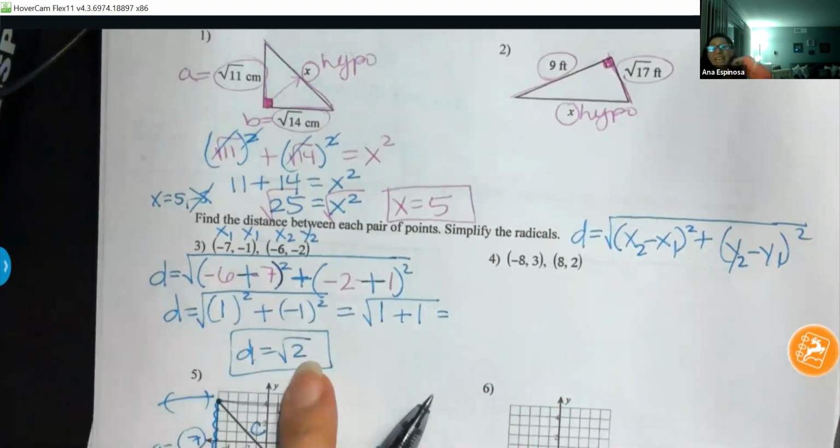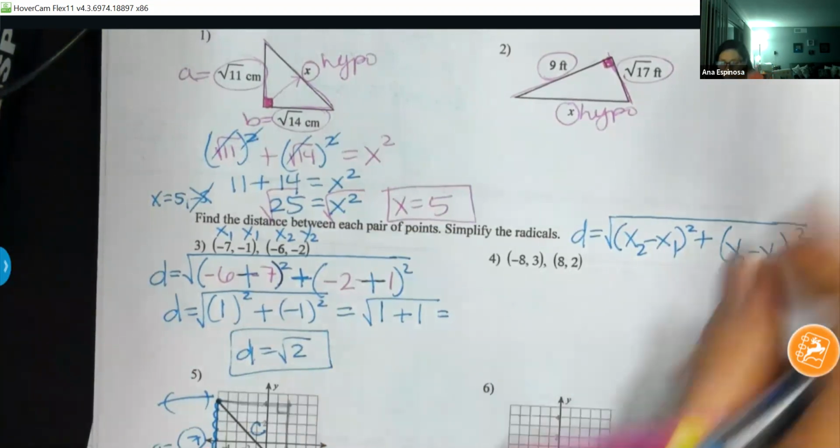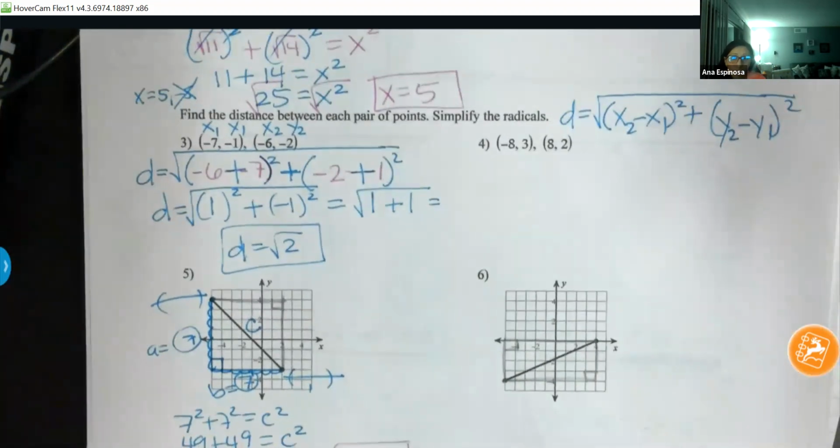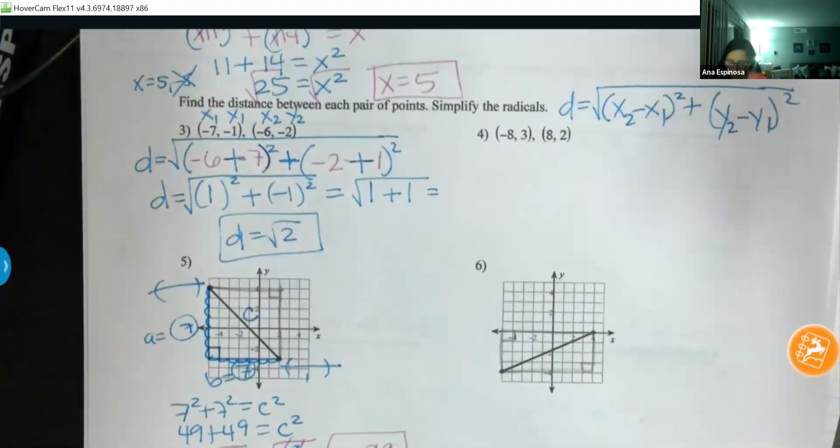You will not have ever, ever, ever a negative underneath the radical. If you do, it means you made a mistake. So you might have it, yes, but you made a mistake. There's no going about that. Okay. All right.